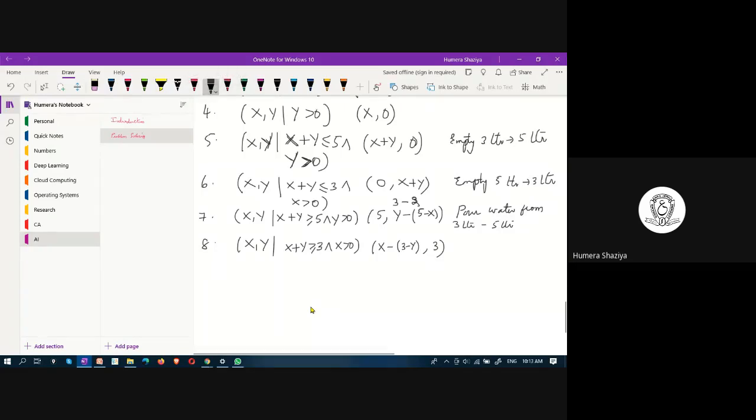This is about pouring water from 5 liter to 3 liter. These are the rules. Let us look at the solution now. Can anyone tell me in which order these production rules could be applied in order to obtain a solution which is having 4 liter water in 5 liter jug?